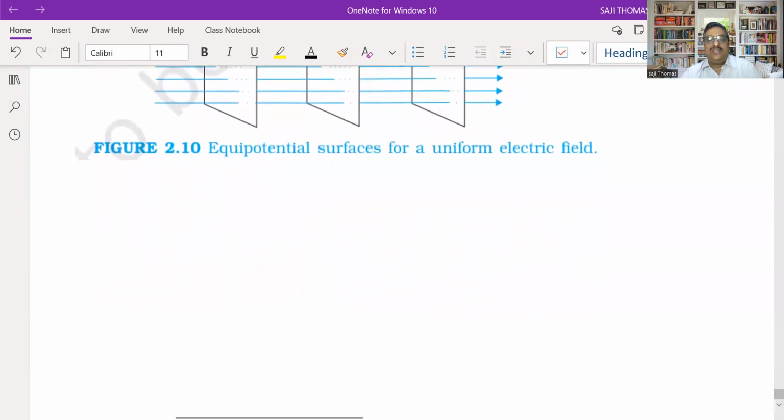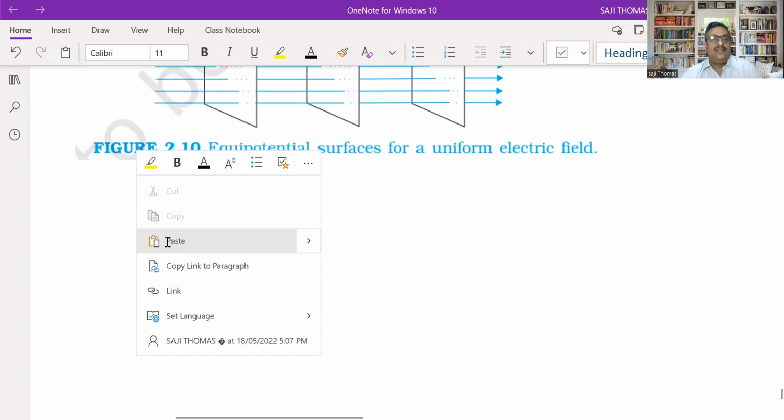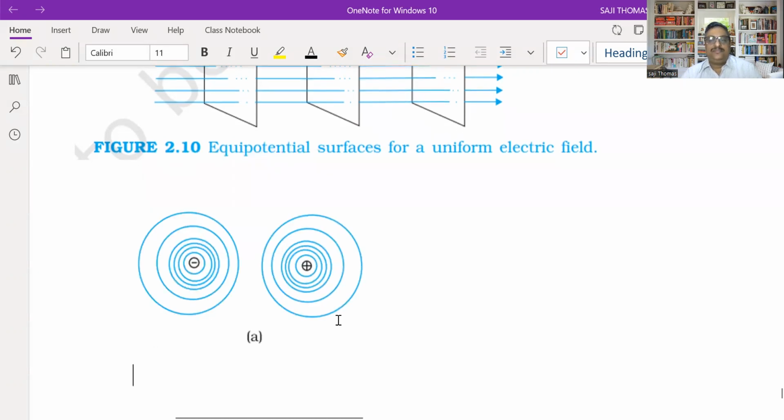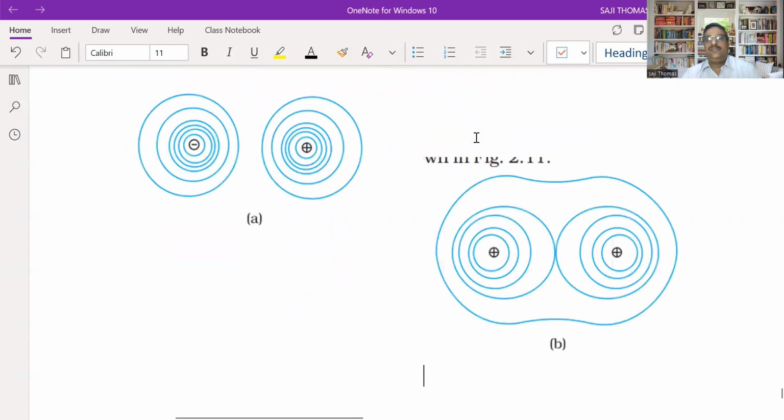And the equipotential surface due to a dipole. Dipole equipotential surface is like this. Now the equipotential surface for a system of two positive charges. Okay.